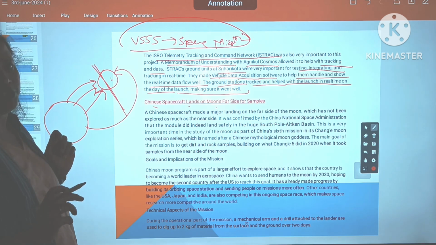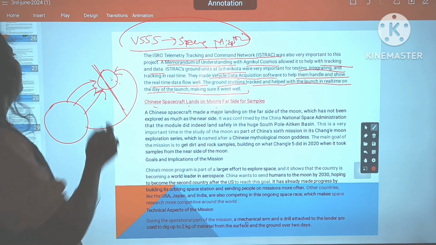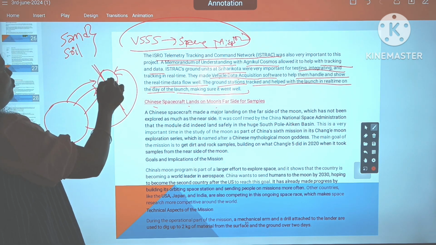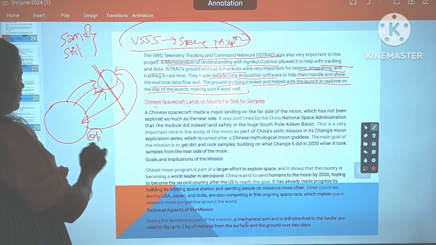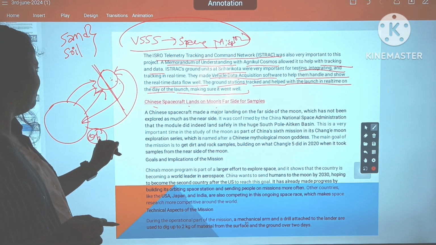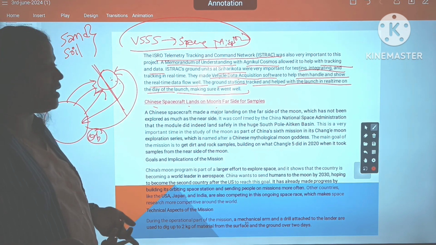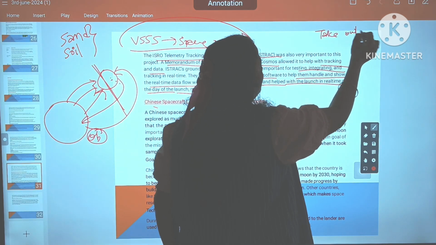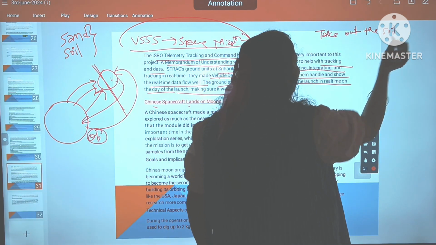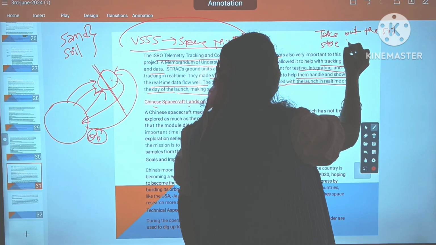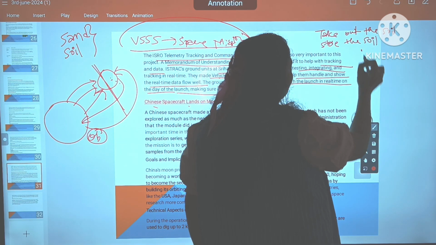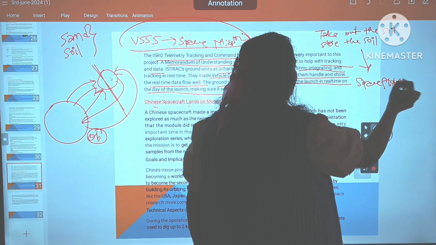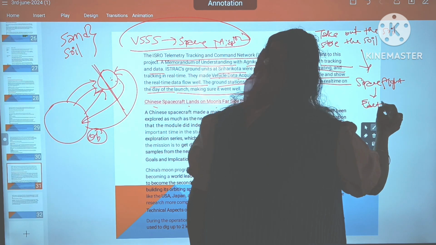What is the objective of the mission? The objective of the mission is to bring some sand, soil from moon to earth for observations. So for this, what is needed? What are the equipment needed? One equipment to take out the soil. One equipment to store the soil. They will be sent by one space flight to Earth again. To Earth again. That is the plan.